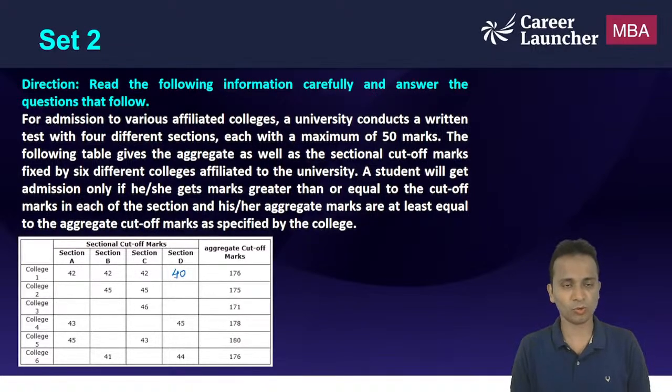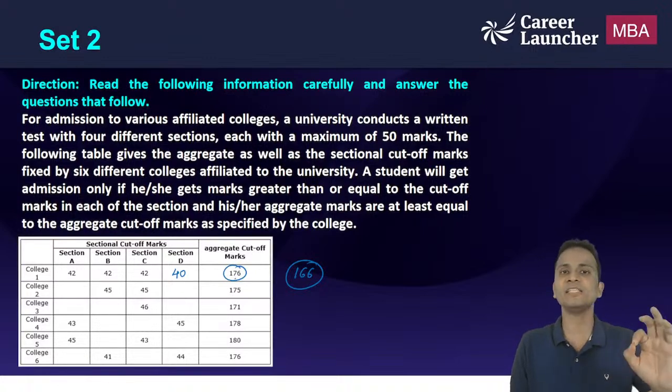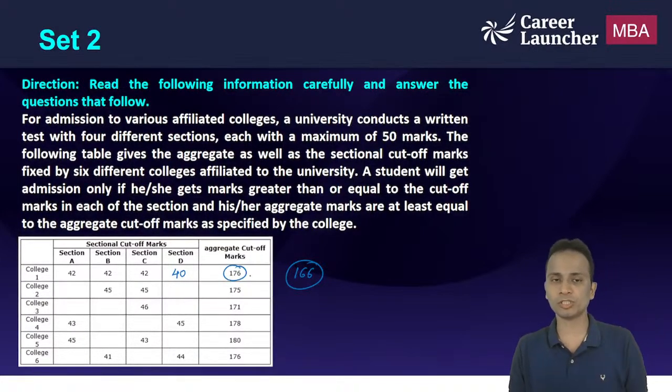So that means a student will have to score a minimum of 42 in section A, a minimum of 42 in section B, a minimum of 42 in section C, and a minimum of 40 in section D, right? If I add them, it becomes 166. But 166 is not the overall cutoff. So after clearing the minimum cutoffs in every section, the person also has to clear the overall cutoff.